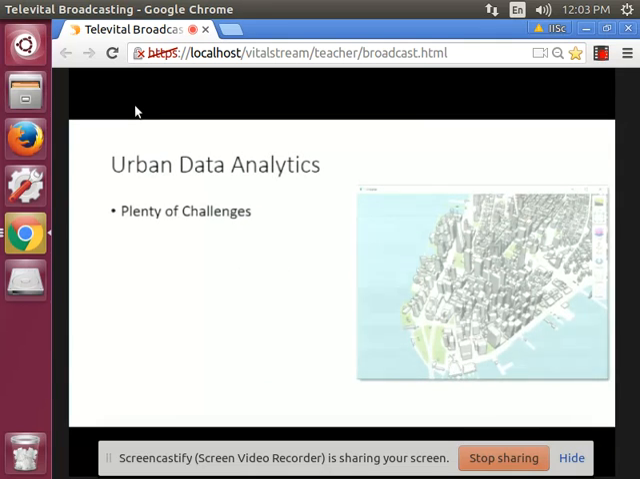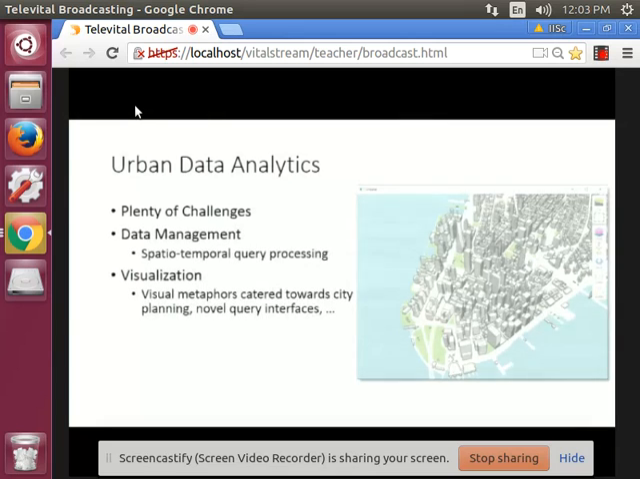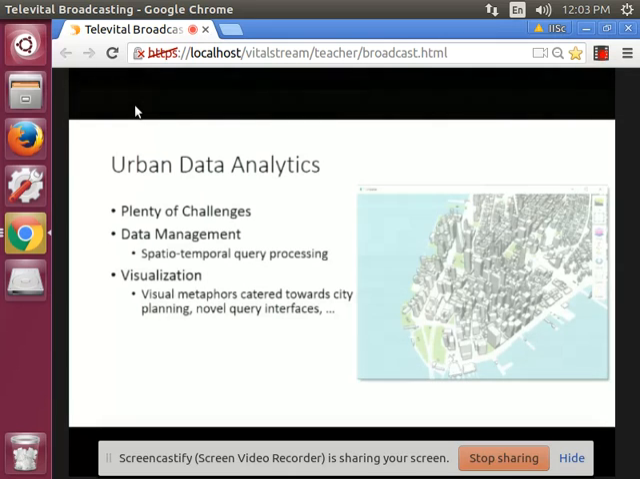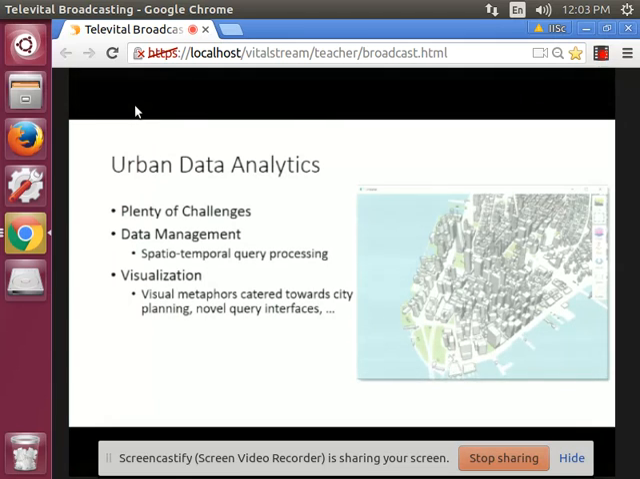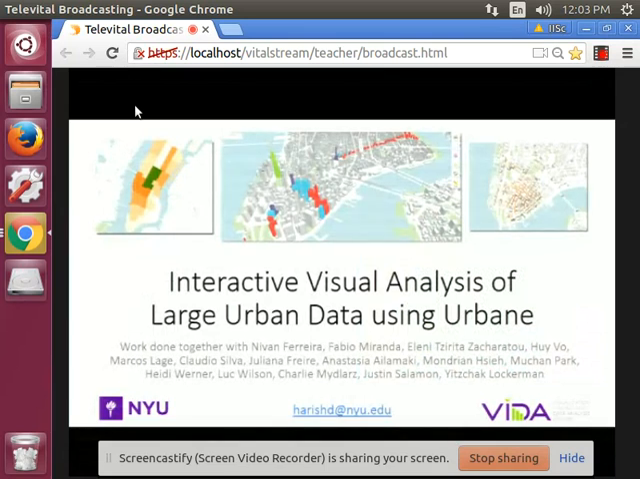Of course, this is just the tip of the iceberg right now. There are plenty of other challenges in urban data analysis, especially in databases itself. Here we are looking at one simple query, spatial aggregation, but you can have nested spatial queries, which become more and more complex. So can you still attain interactivity, especially if you want to use it for visual analysis, right? And even in visualization, depending on what you want to analyze, you would potentially need new visual metaphors or novel query interfaces to make it easier for users to do queries to answer their questions, right? And yeah, I'll stop with that.